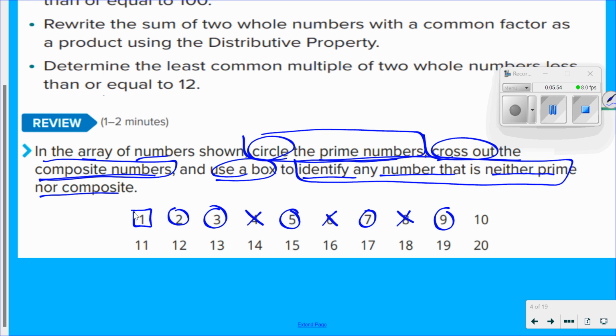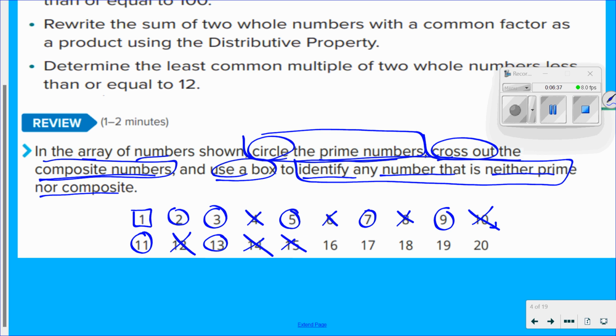What about 10? Composite. 1 times 10, 2 times 5. Whoops, that should have been crossed out the box. What about 11? Prime. Just 1 times 11. 12? Get people that haven't done yet. Good. Composite. What about 13? Prime. What about 14? 14 is composite. 15. Composite, because we have 3 times 5 in there as well, right?